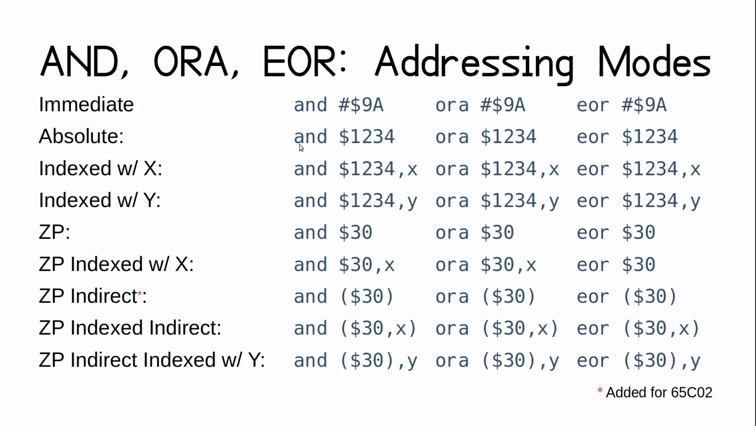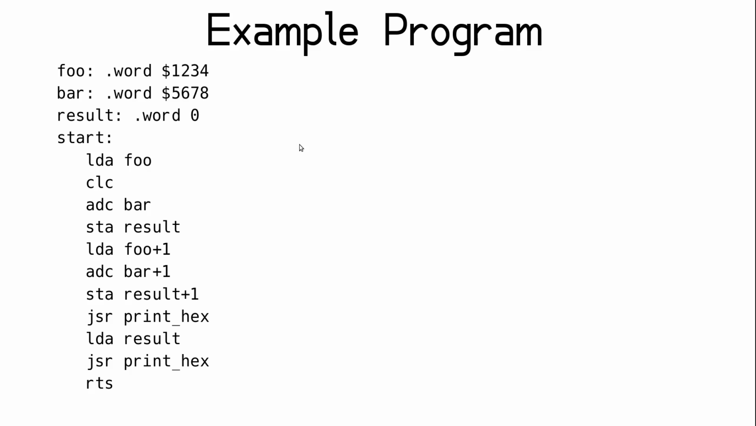Armed with this knowledge, we are going to see how arithmetic and logic can be used together in our example program. First, we are going to define a couple of 16-bit variables called foo and bar with some initial values, and then a 16-bit result value that we're eventually going to print out to the display. At the start of execution, we clear the carry bit and add foo and bar starting with the low bytes, as we saw earlier, storing the sum in result. Then we add the high bytes together along with the carry bit if set and store that in result plus 1 to complete our 16-bit result.